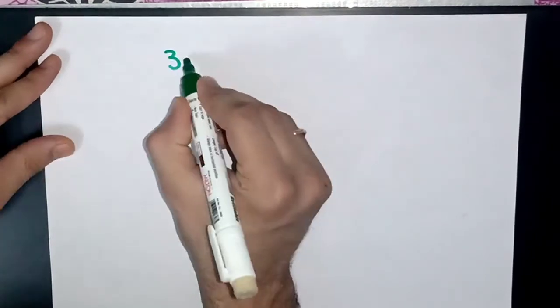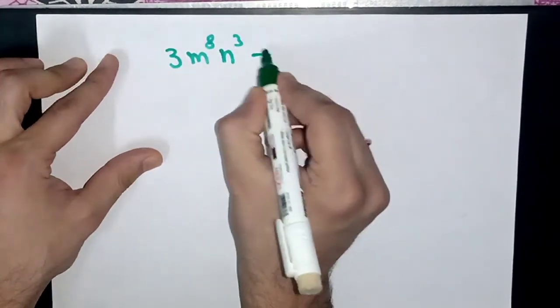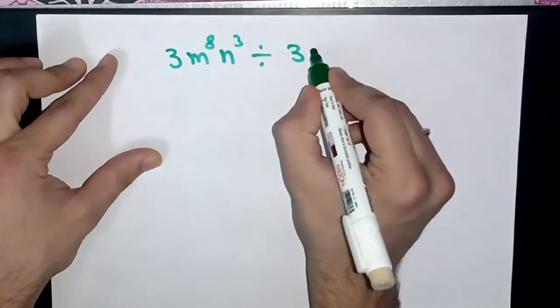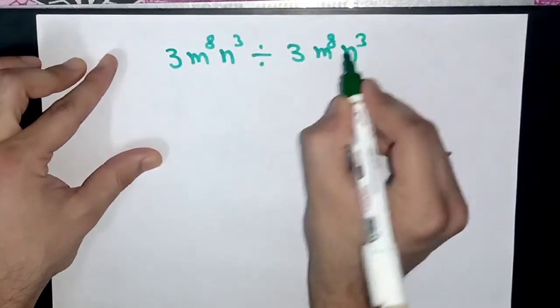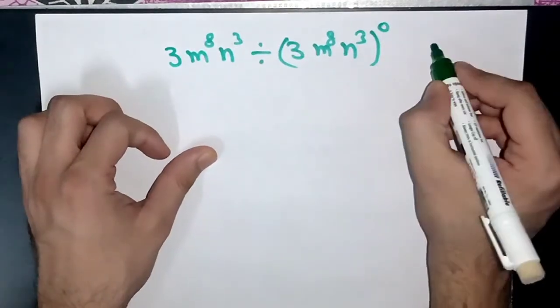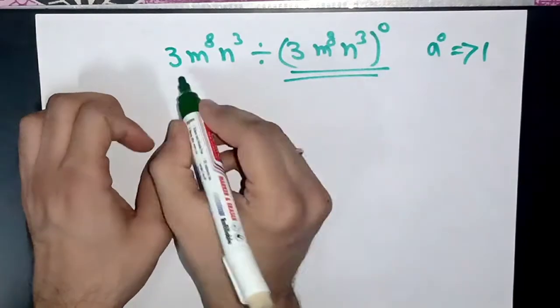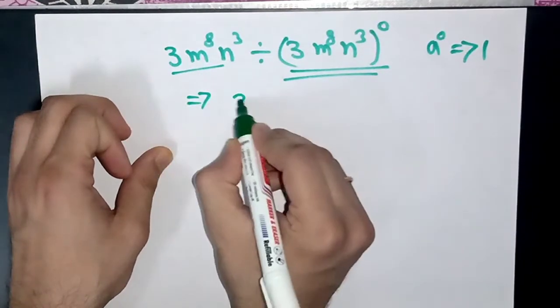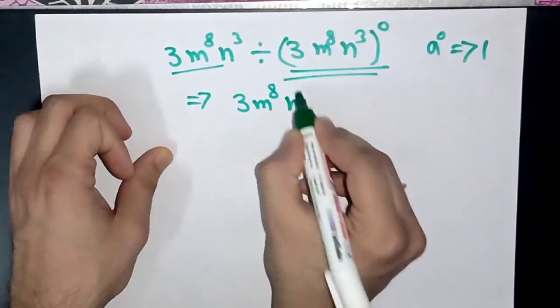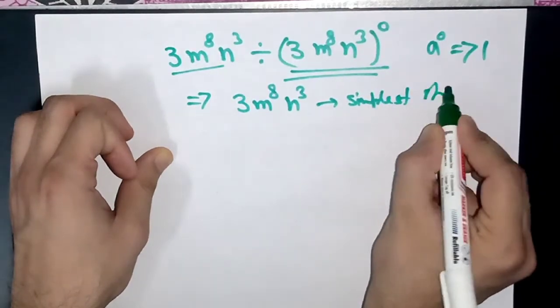Let's have another example where we are given the expression 3 m8 n cube divided by 3 m8 n3, all raised to the power 0. Remember, by the rule, anything to the power 0 is 1. So we can write this as 1. The remaining answer will be 3 m8 n cube. So this is the simplest answer.